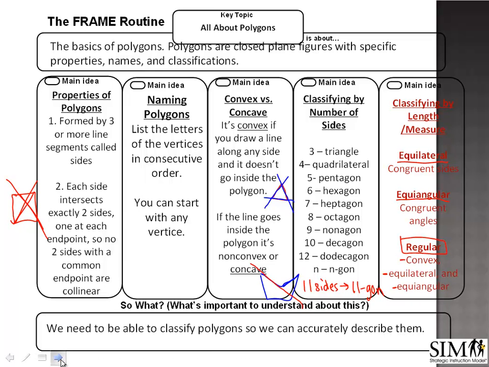Our so what statement for this frame is we need to be able to classify polygons so we can accurately describe them. So make sure you've got this frame all completed, and now we're going to do the notes that go along with this lesson.